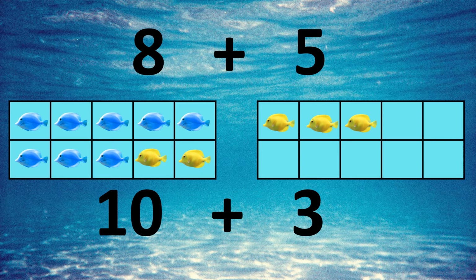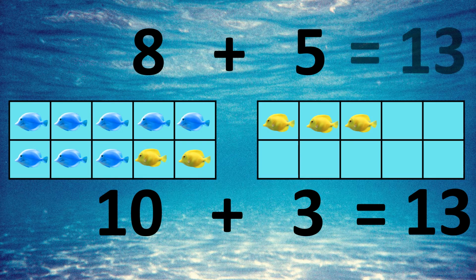When I move 2 yellow fish over, I now have 10 fish in the first frame. Well, I don't have 5 fish in the second frame anymore because I moved 2 of them over. Now I have 3 fish left in that frame. I can look at this model and easily tell that we have 10 fish and we have 3 fish. 10 and 3 is 13. That's the same thing as 8 plus 5, 13.